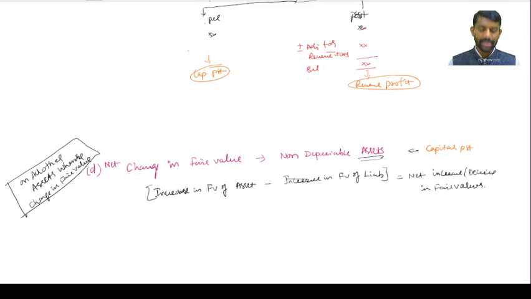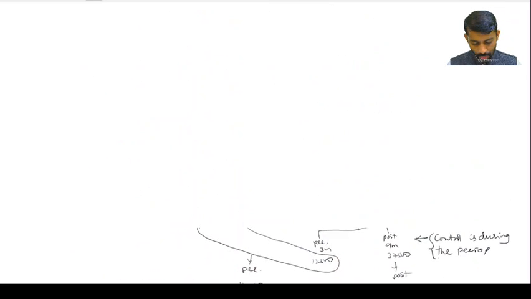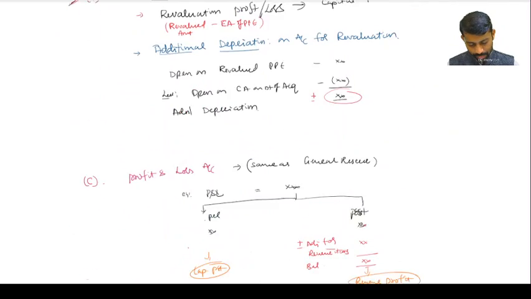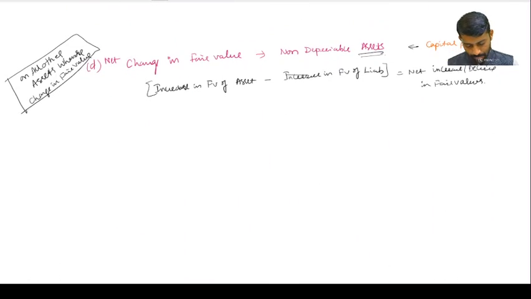So in this step 3, we achieved analyzing pre and post acquisition profits as capital profit or revenue profit. Pre means capital, post means revenue. That is all we analyzed in this stage. Yes, let's go.